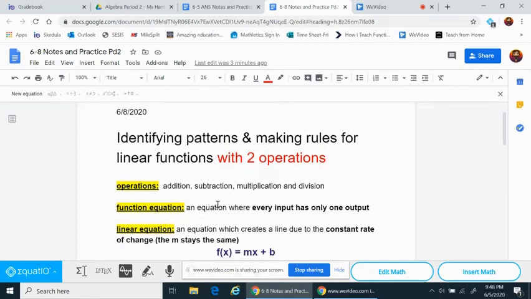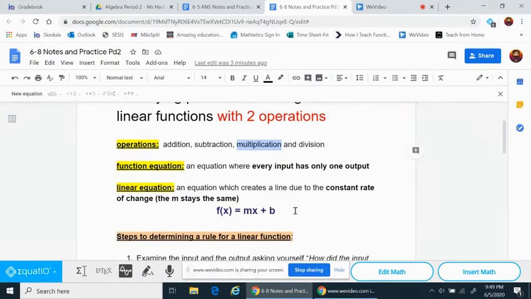An operation is addition, subtraction, multiplication, or division. So I'm going to tell you that it's going to be mostly addition or subtraction and multiplication. A function equation is an equation where every input has only one output. That's what we've been working with.